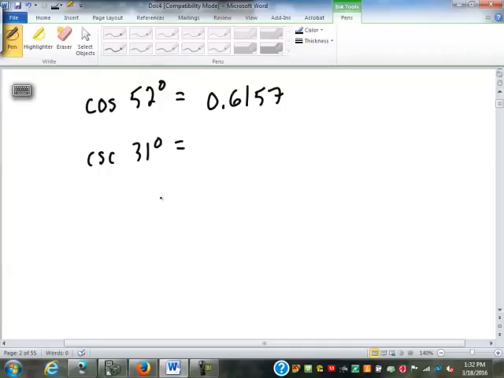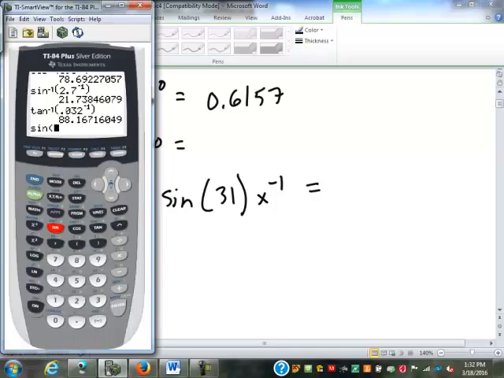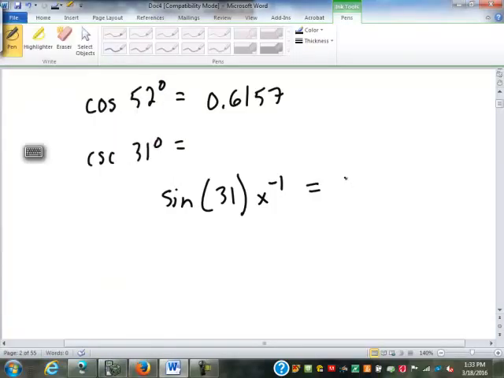If I need to find the cosecant of 31 degrees, what am I going to do? Okay, so this one I've got to do sine, no second yet, 31, and then reciprocal, which will give us what? Inside the parentheses? Nope, you're right, the reciprocal is outside the parentheses. 1.942.